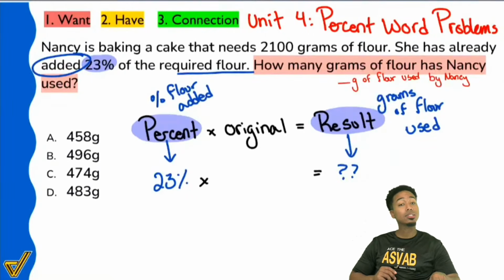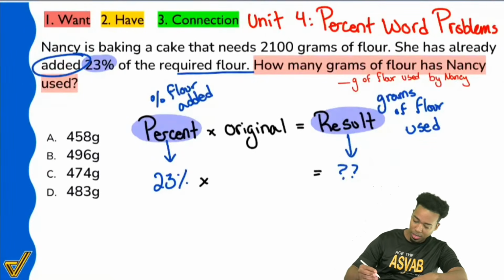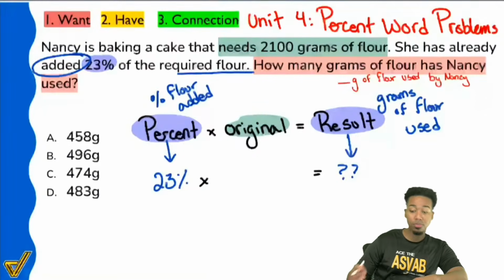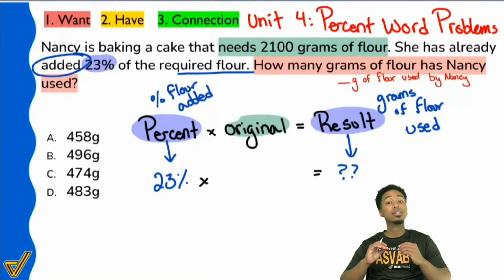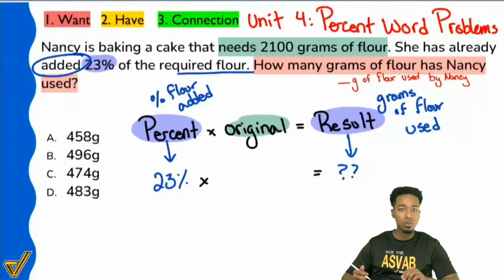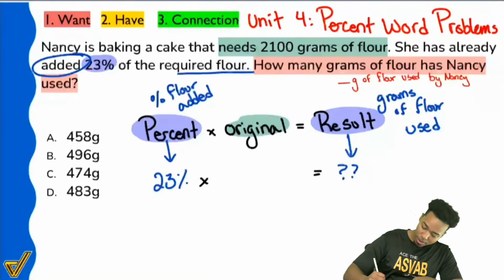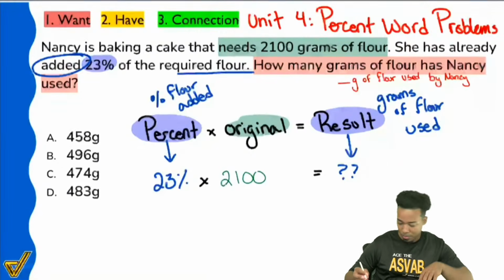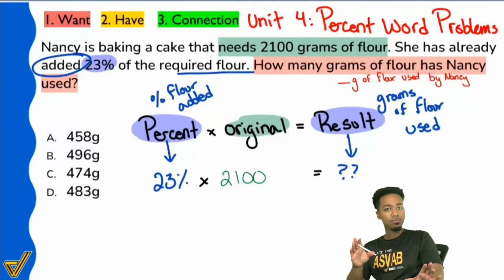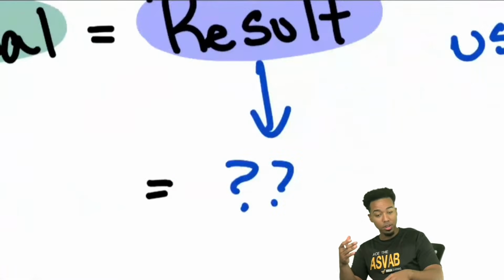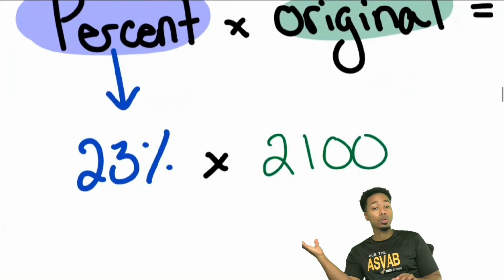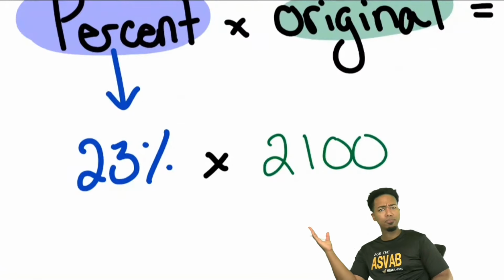Right, 2,100. Let me highlight that in green for us. Right here, it needs 2,100 grams of flour. So that's the original amount. That's all of the flour that we would be using. So let's write that down right there, and we're good. Now, hopefully, everybody, do you see that to get the result right over here, all we have to do is multiply 23% times 2,100. Are we good with that?